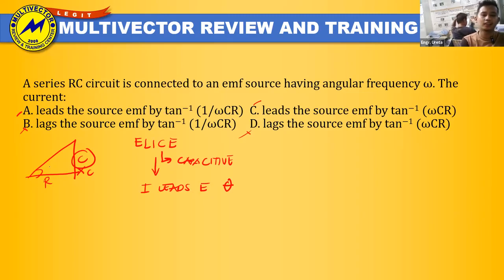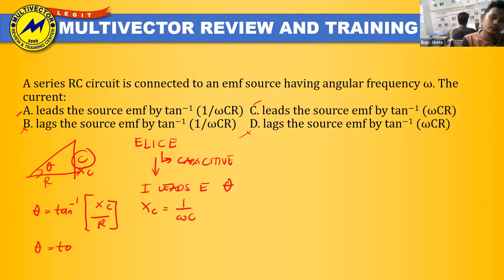Our theta, based dito sa impedance triangle natin, is just equals to arctangent ng ating opposite side which is XC all over R. Eh sir, ano bang value ng XC? O X sub C natin is 1 all over omega C. Kaya pag sinubstitute natin yan dito, our theta is arctangent ng 1 all over omega C all over R.